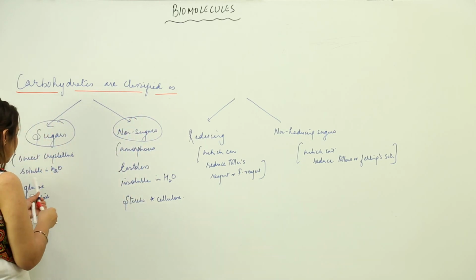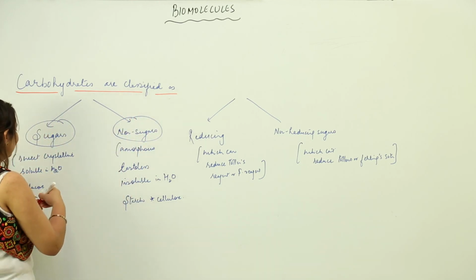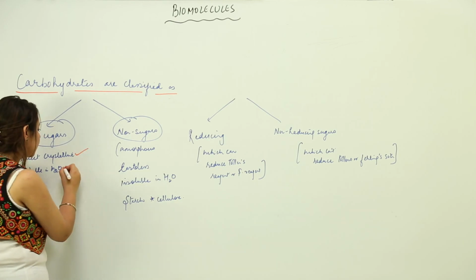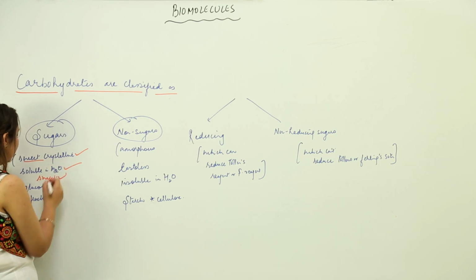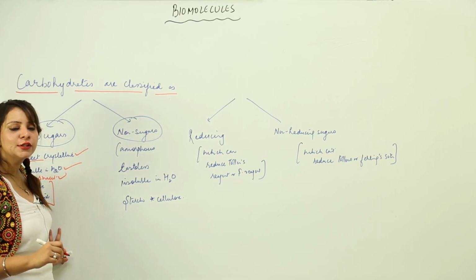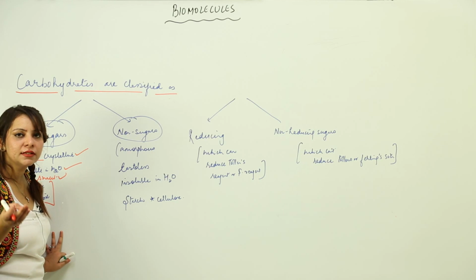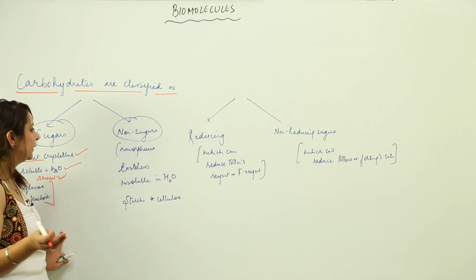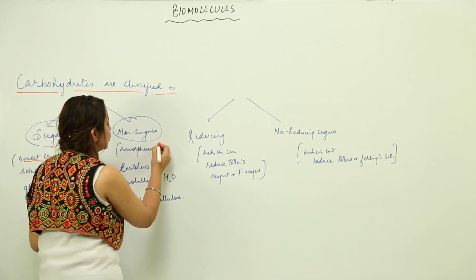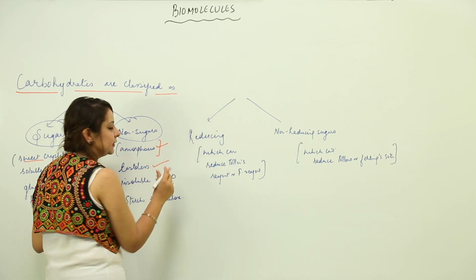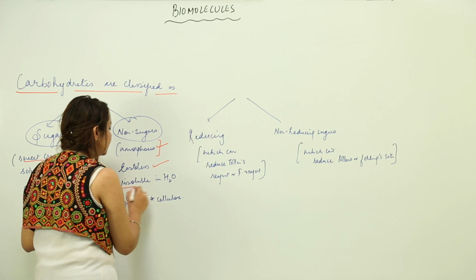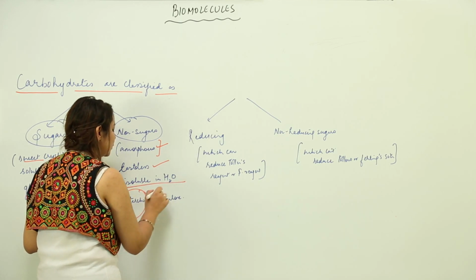So what are sugars? Sugars are typical sugars. As you all know, they are sweet, crystalline solids, soluble in water, and taste sweet, which we have already done. Examples are glucose and fructose. They are soluble in water, they taste sweet, and they are crystalline solids. But non-sugars are those which are amorphous, that means they are in powder form and they are tasteless, they don't taste sweet, and they are insoluble in water, like starch and cellulose.